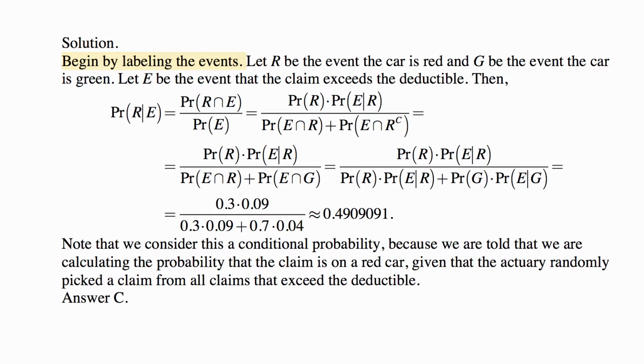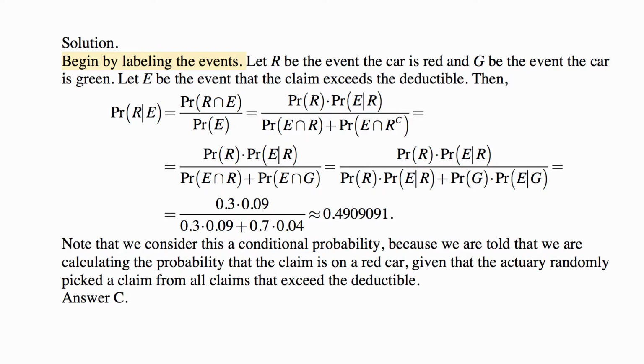So it's the probability of R times the probability of E given R, divided by the probability of R times the probability of E given R plus the probability of G times the probability of E given G. And remember, R and G form a partition of the space, so this is exactly like the Bayes theorem. So the top is 0.3 times 0.09, the bottom is 0.3 times 0.09 plus 0.7 times 0.04, and we plug it in and calculate, and it's about 0.4909091.